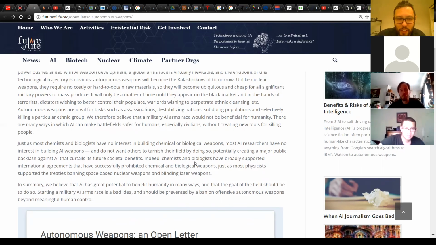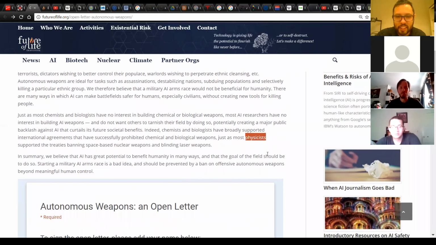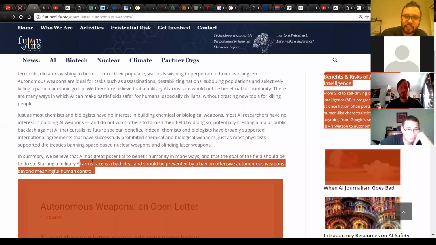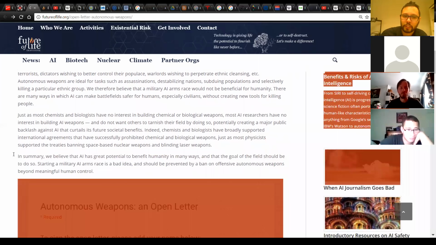Indeed, chemists and biologists have broadly supported international agreements that successfully prohibited chemical and biological weapons, just as most physicists supported treaties banning the space-based nuclear weapons and blinding laser weapons. Right? Physicists have these same kinds of industry-wide agreements to not work on these weapons. Some do, but it's not taken well, and then sometimes there's treaties against it. And so the goal here is to have the same kind of thing for artificial intelligence.